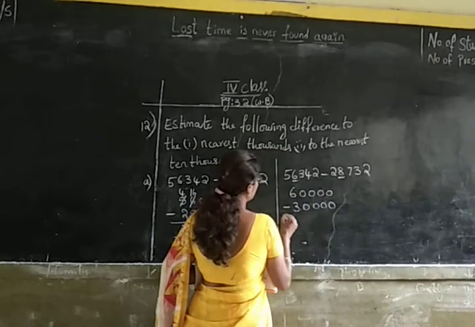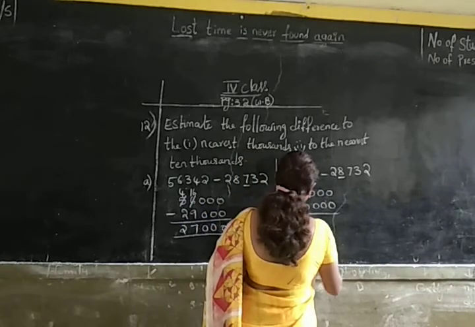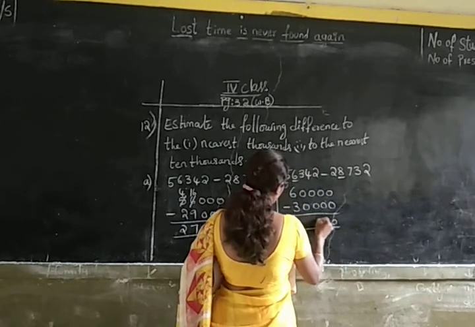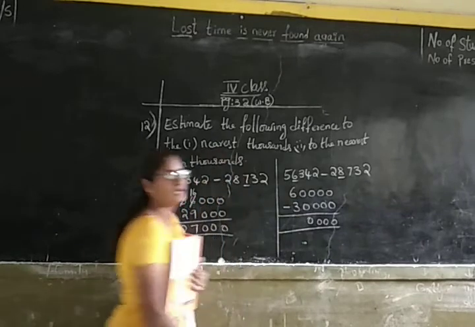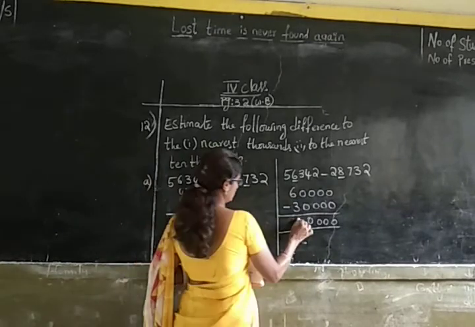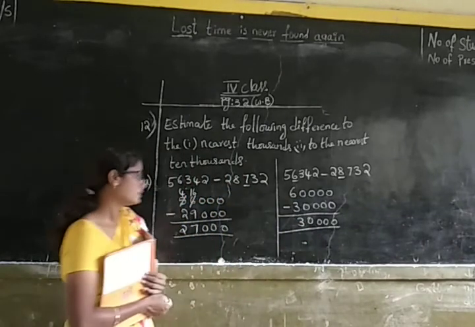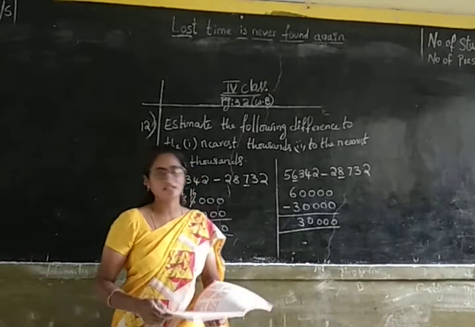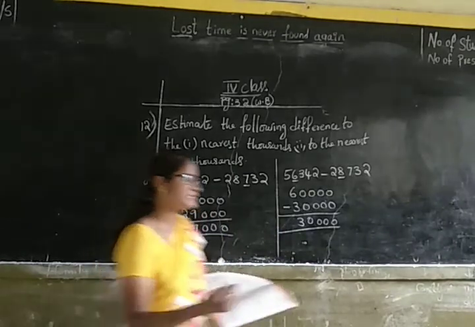Here difference means you have to do subtraction. So 0 minus 0 is 0, 0 minus 0 is 0 and 6 minus 3 is 3. So the answer is 30,000. So I have done the A sum. You do the B sum for homework.